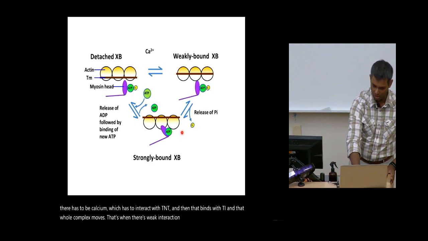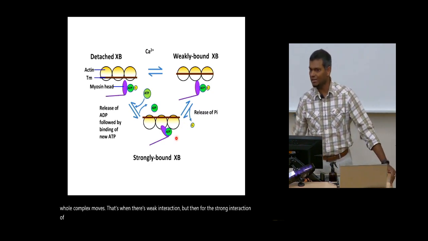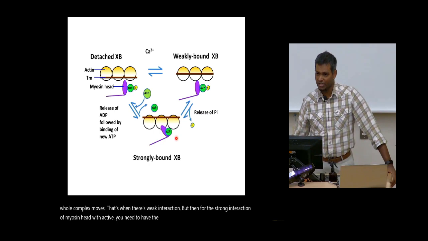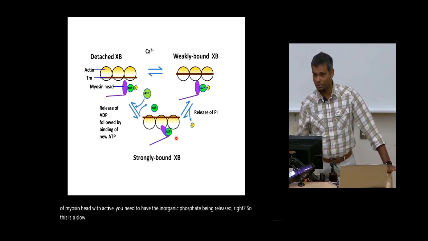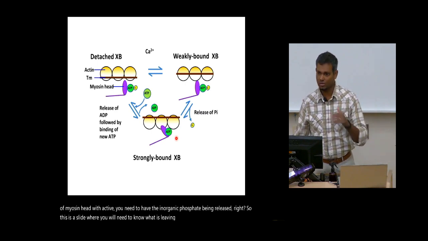But then for the strong interaction of myosin head with actin, you need to have the inorganic phosphate being released, right? So this is a slide where you will need to know what is leading from one to the other, right?